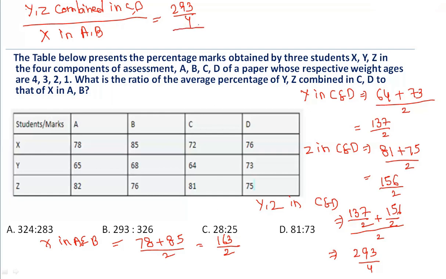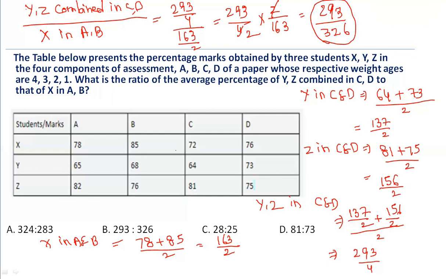293 by 4 is the numerator part and the denominator part is 163 by 2. So 293 by 4 will remain the same, and this fraction will be flipped and it will be 2 by 163. So 2 ones and then 2 twos here. So the numerator is 293 and the denominator is 163 twos, which is 326. So 293 divided by 326 is the answer, which is option B.